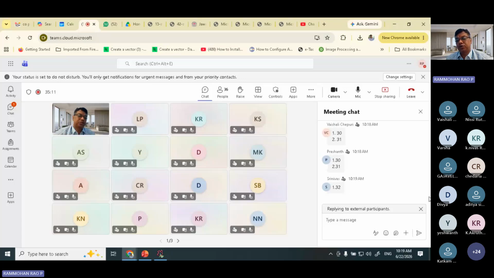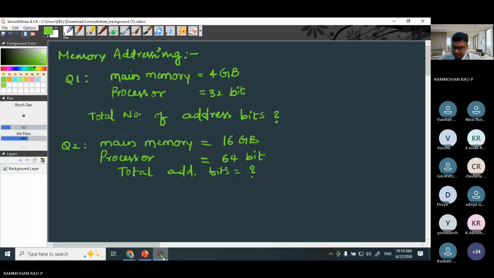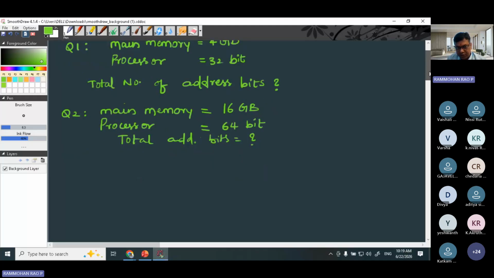$32 for first one. Okay. Fine. So let us solve this and we will see what the correct answer is. So question number 1, 4 GB and 32 bit, right?